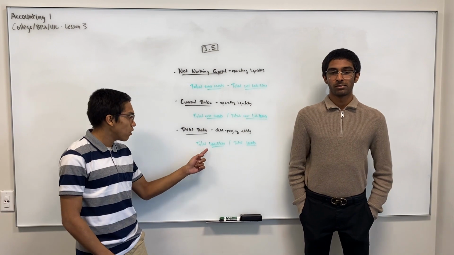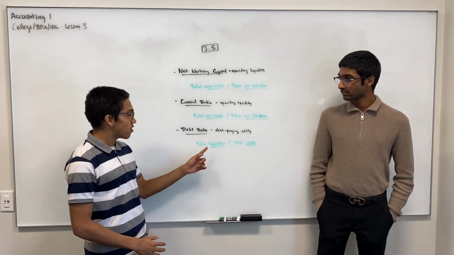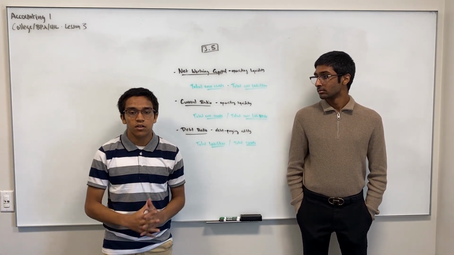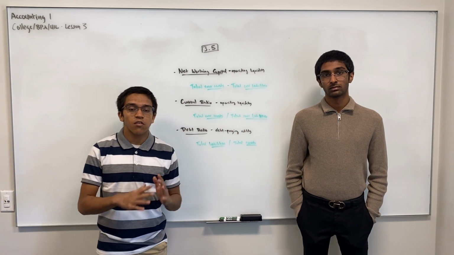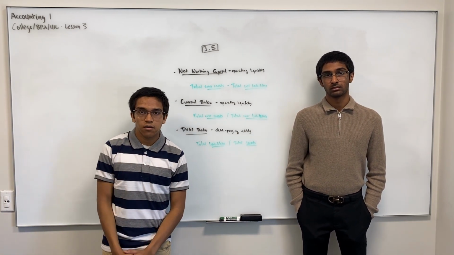It's calculated by total liabilities divided by total assets. The difference is that this is the total liabilities divided by the total assets, so we're accounting for current and long-term together. Basically, it's the proportion of total assets financed by debt, and the lower the debt ratio, the better.